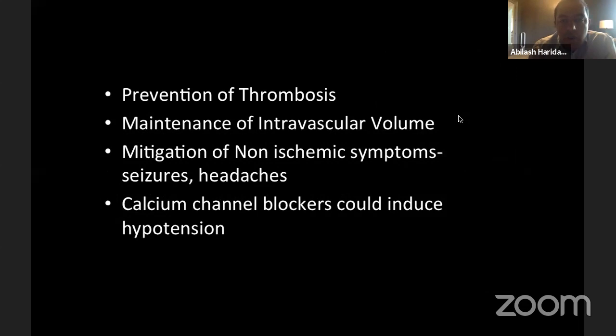So what are we really trying to achieve? We're trying to prevent thrombosis, prevent a stroke. So you want to keep these patients very well hydrated. And if they have preoperative symptoms such as headaches or seizures, you want to address that and see if you can mitigate those symptoms with medication prior to even considering any surgery. So surgery is really not the first option. You want to try to see if you can control their symptoms and wait till they develop a worsening of symptoms.